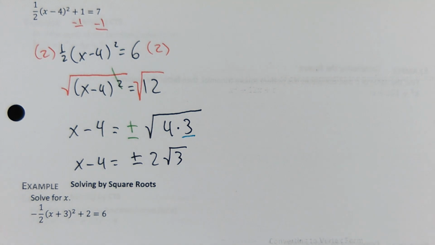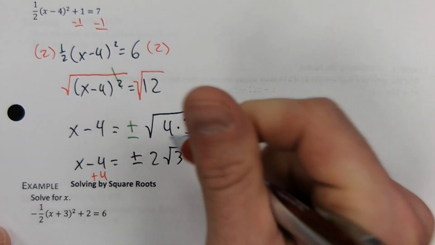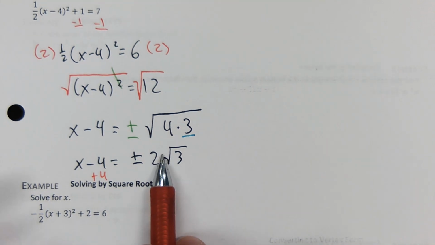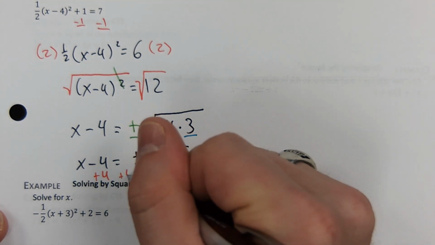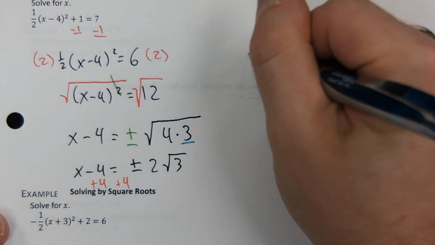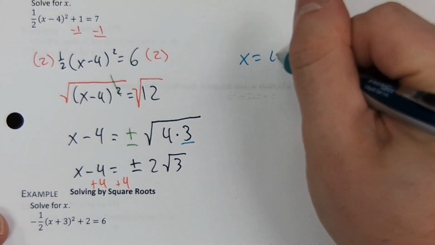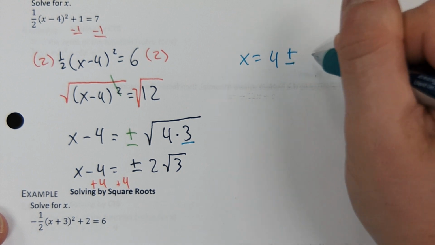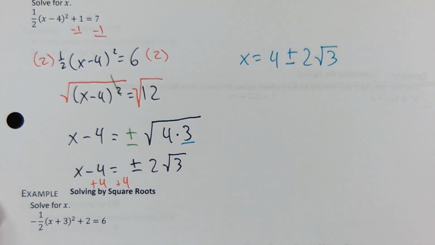The square root of that 4 is 2. 3 is stuck. There's only one thing left to do, and that's add 4 to both sides. Now check this out. They are not like terms, so I cannot add 4 to this by accident. The only thing I can do is put it right here in the front. My answers are x equals 4 plus or minus 2 root 3.